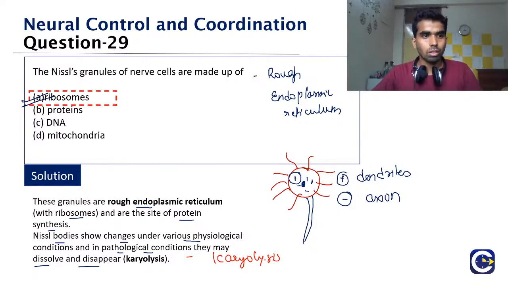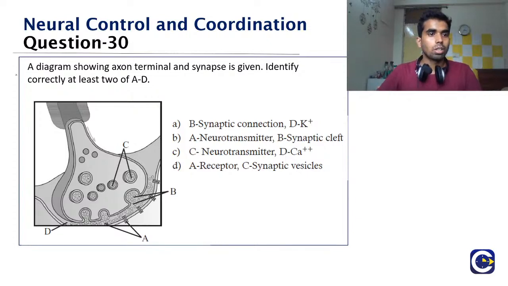Okay, just two more questions. Just a last question. Okay, question number 30. A diagram showing axon terminal and synapse is given. Identify correctly at least two of A to D. Here is the diagram and you have to identify what is A, B, C and D. Option A says that B is the synaptic connection and D is the potassium. Option B says that A is the neurotransmitter and B is the synaptic cleft. Option C says that C is the neurotransmitter and D is the calcium. And option D says that A is the receptor and C is the synaptic vesicle.